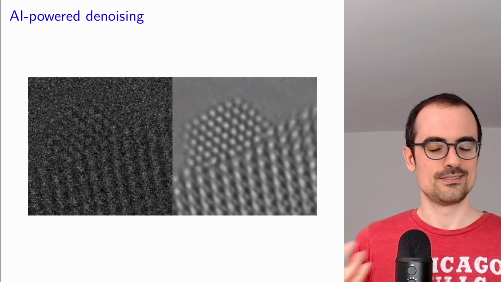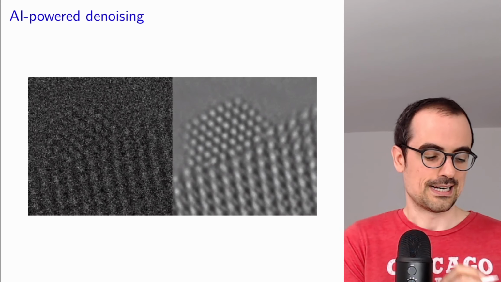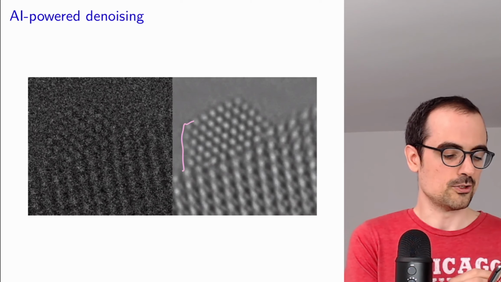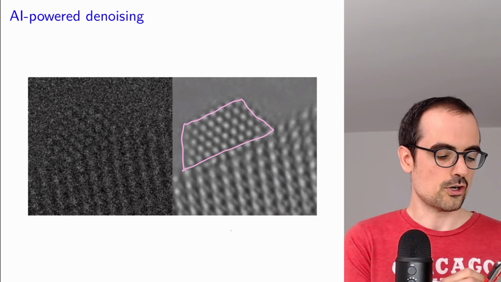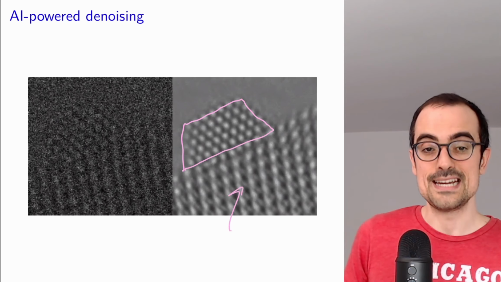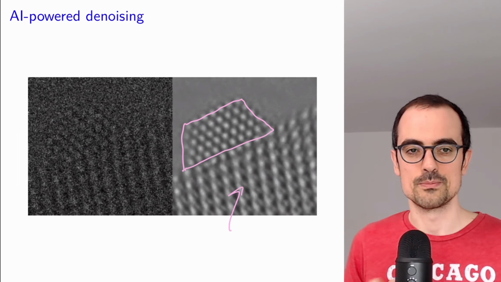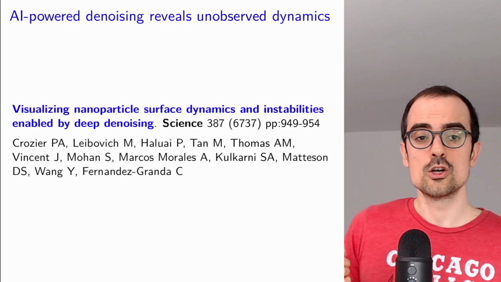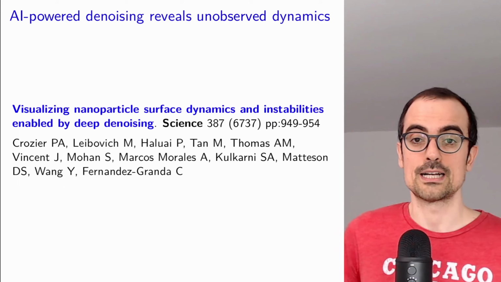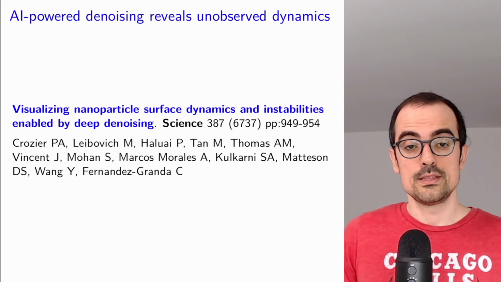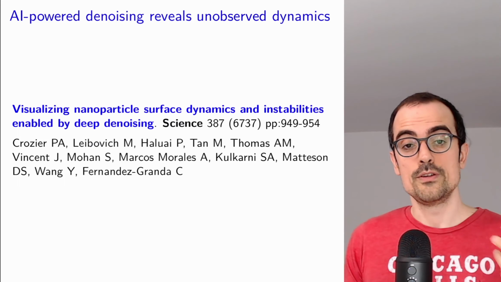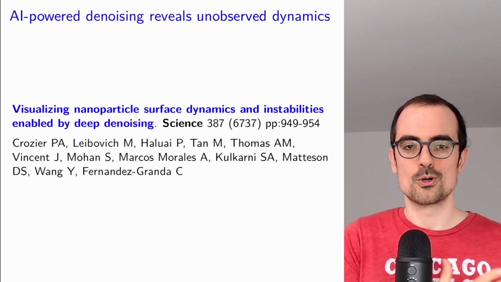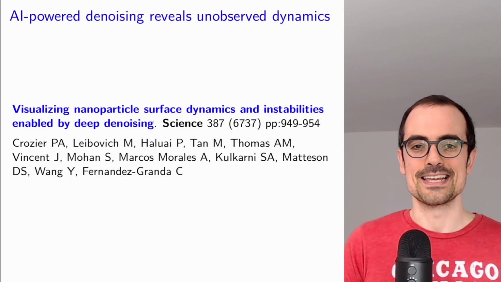Let me show you the data that I had shown you before. And as promised, indeed, we see that there is a platinum nanoparticle here sitting on this cerium oxide support, and now we can see the individual atoms very well. Thanks to this technology, my collaborator Peter Crozier and his group at Arizona State University were able to identify previously unobserved dynamics in platinum nanoparticles, and we reported these findings in this Science article.